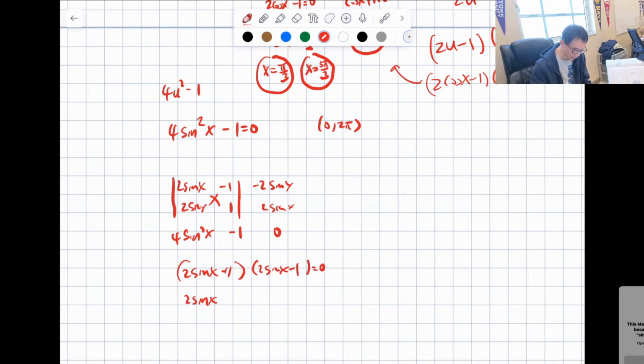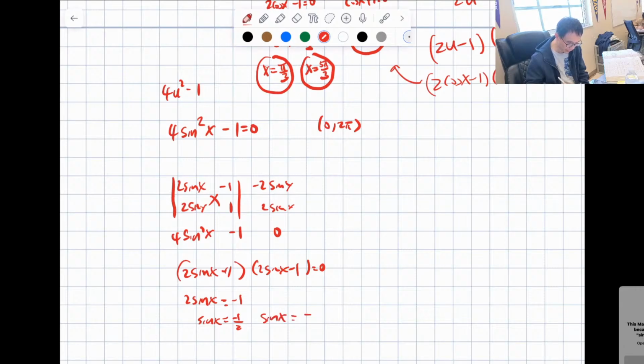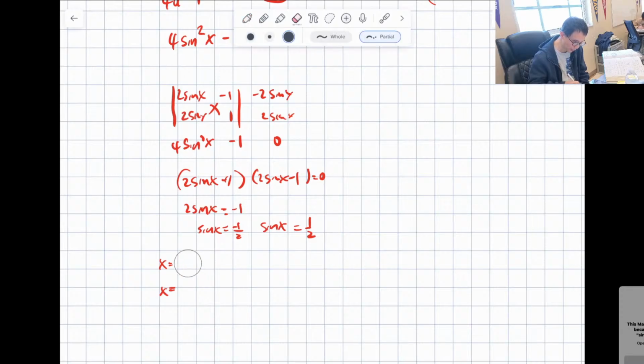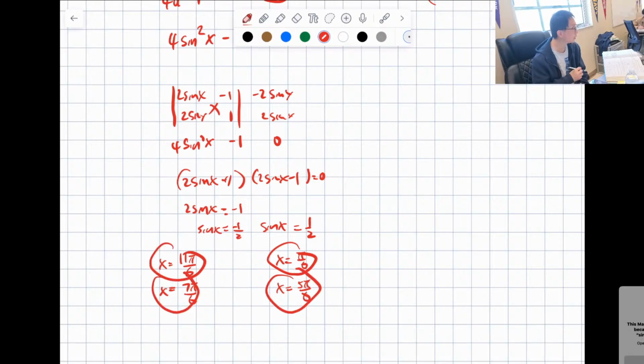2 sine of x is equal to negative 1, so sine of x equals negative 1 half. And sine of x equals positive 1 half. So x is equal to what? Pi over 6, and 11 pi over 6 for one of them. 7 pi over 6 for the other, and for the positive one, x equals pi over 6 and x equals 5 pi over 6. So 1, 2, 3, 4.